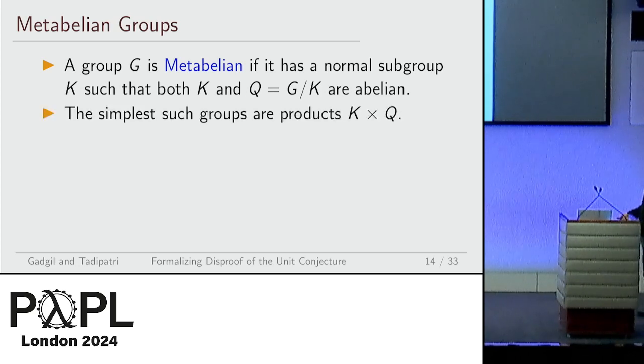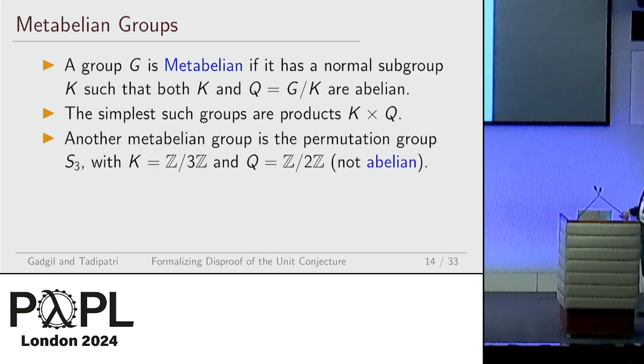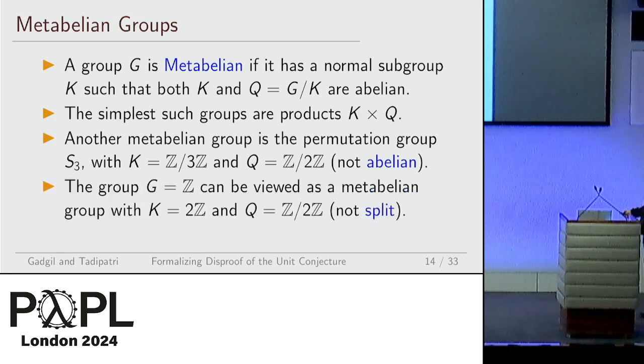So obvious examples are products, and anyone who has seen groups has seen one example of a meta-abelian group, S3, permutations on 3 letters. It has a cyclic group of order 3, which is the 3-cycle, and the quotient is odd and even permutations, which is Z mod 2Z. Okay, so this is not abelian, so it's not a product.